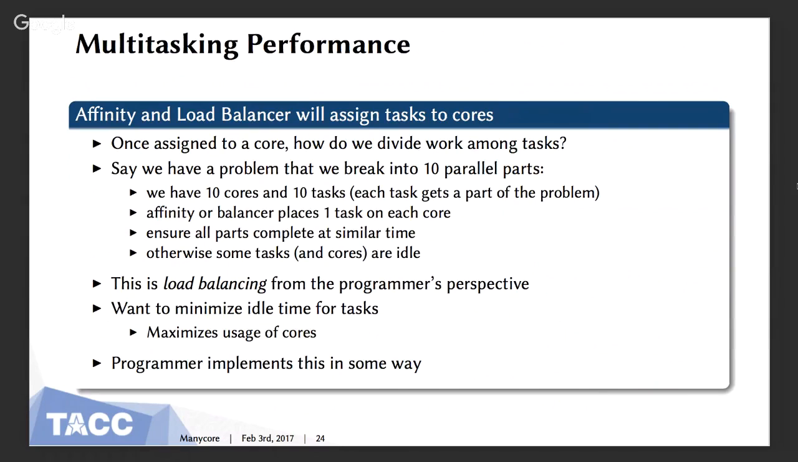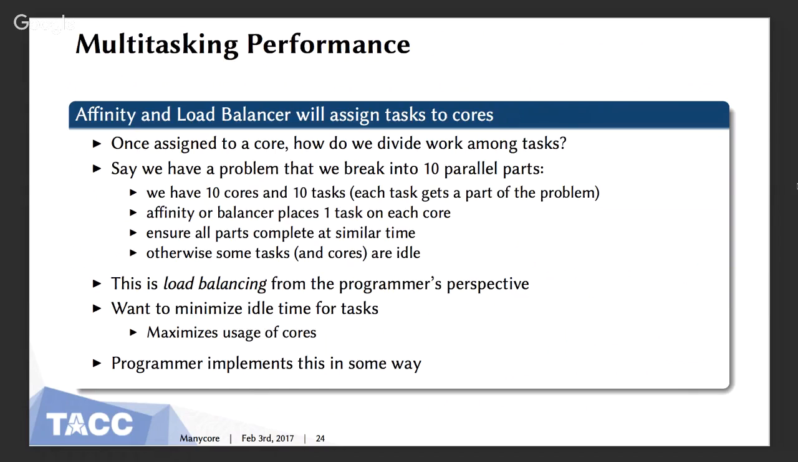So we've assigned tasks to cores through some affinity mechanism, or the load balancer has hopefully done it well for us, so that our tasks are chugging along. And once a task is assigned to a core, how do we, as a programmer, divide the work that we want to do among these tasks? So let's say we have a problem, we can break it into 10 parts that we can run concurrently, say like a Monte Carlo code or something like that. We have 10 cores and 10 different tasks. We'll break up the problem such that each task gets a part of that problem.